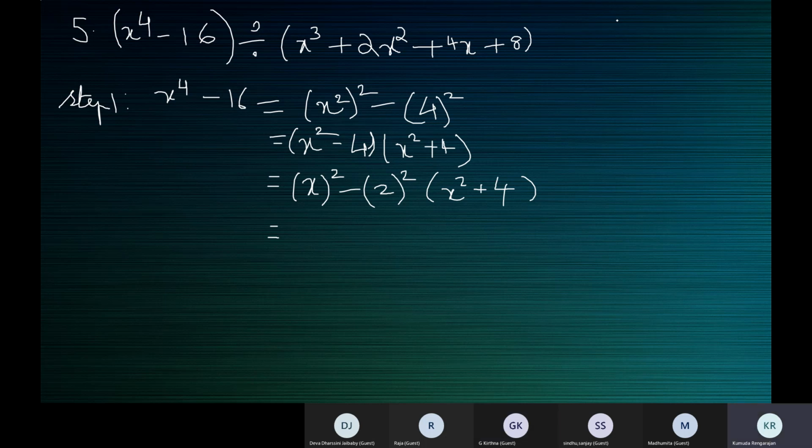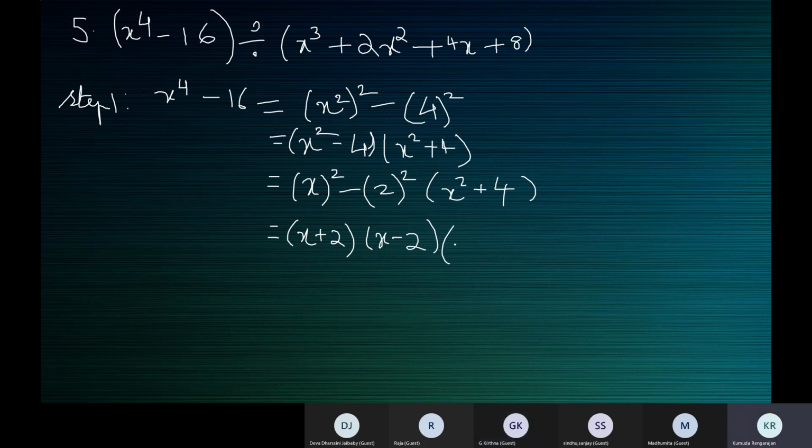What is a? x squared, ma'am. No, that is a square. a square is x square. What is a? x, ma'am. b square is 2 square. What is b? 2, ma'am. Now tell me what is a plus b? x plus 2, ma'am. Into, tell me what is a minus b? x minus 2, correct.